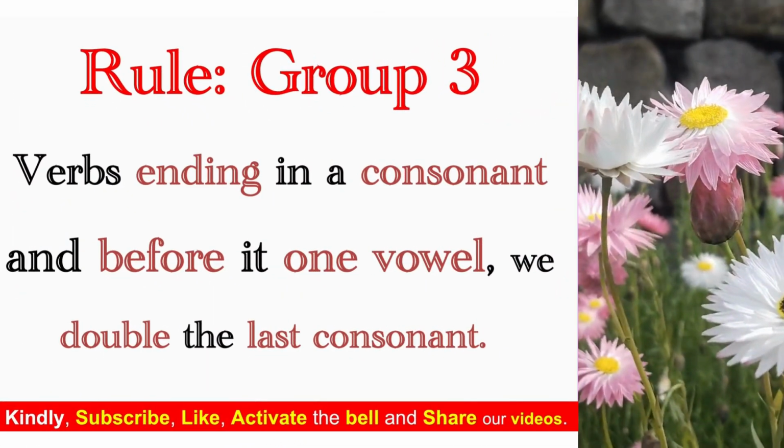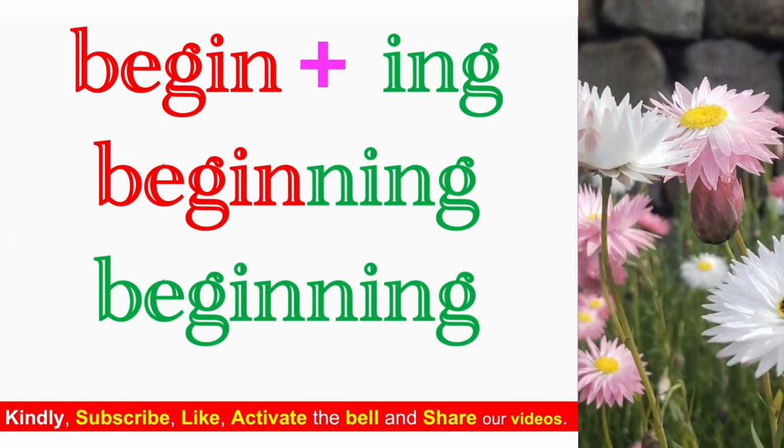Let's see the first example. The first example is begin. So what is the last letter? It's N. N is a consonant or a vowel? Of course, it's a consonant. It's not a vowel. So the vowels are A, E, I, O, U. So here we have N. So N is a consonant. And what do we have before N? We have I. It's a vowel.